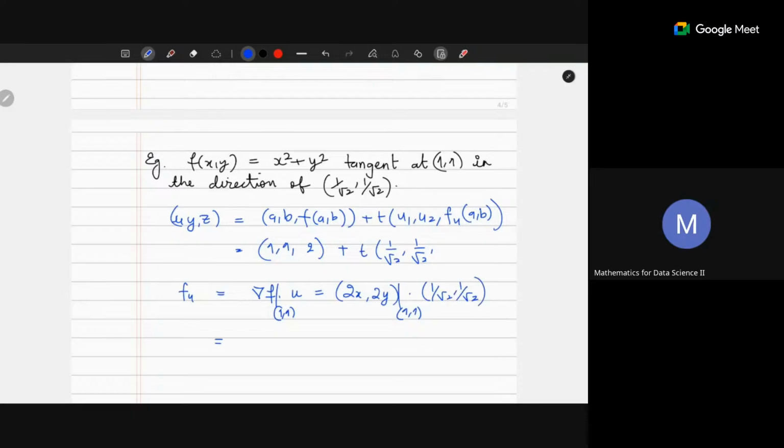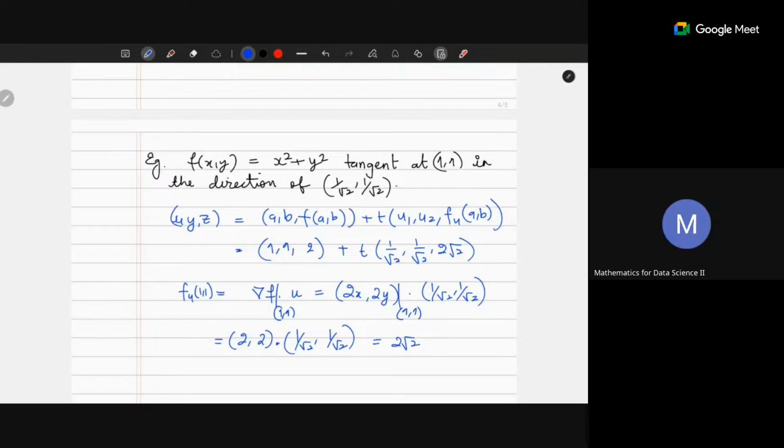So what I will get is (2, 2) dot with this, which will give you root 2, root 2. All right, so this is at (1, 1). Now place it back. Sorry, it is a dot product, so we will get 2 root 2.